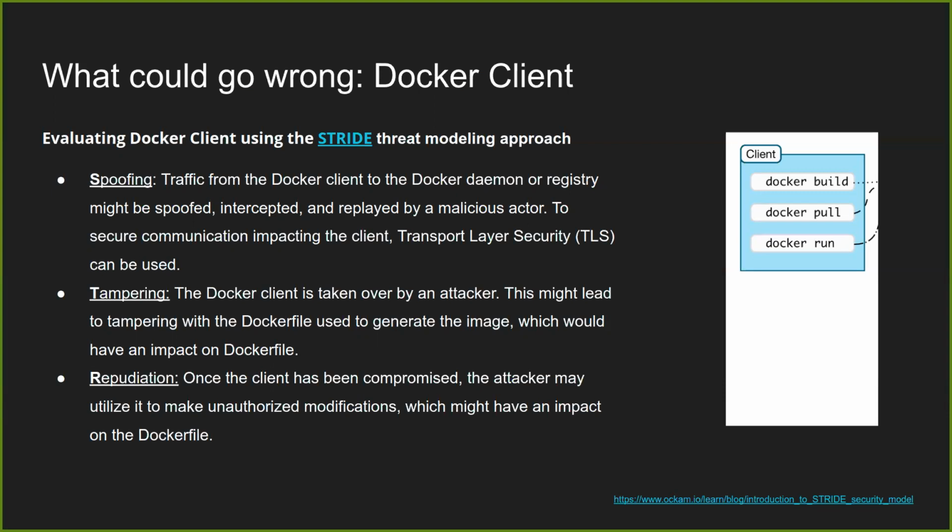So once the client has been compromised, in this instance we're talking about SSHing, I've SSH'd into someone's computer without their knowledge, I've taken over the Docker client, I've modified the Dockerfile. Now I can utilize that to make unauthorized modifications, as I mentioned, which might have an impact on the Dockerfile and the images and the containers thereon.